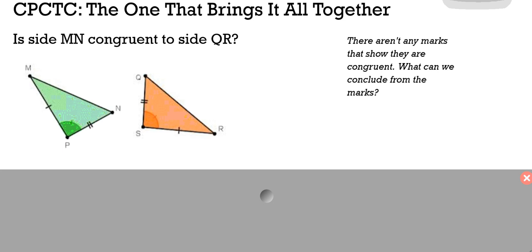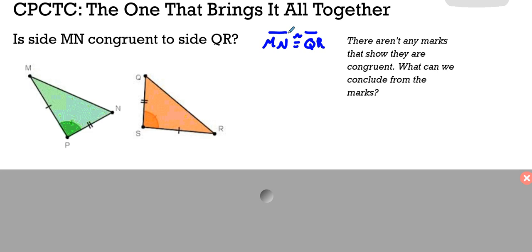So it's a pretty straightforward question there. Is side MN congruent to side QR? We've got two triangles there, and we don't have any marks on those two sides. We have marks on the other two, and we've got an angle. So we're trying to determine if, and I'll put it in kind of format here, is this a true statement? Can we prove that? And that's kind of where we're headed. We're heading back to proofs with this stuff.